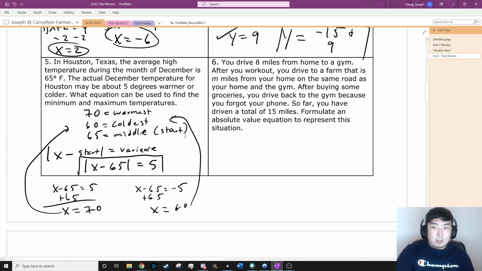Number 6 is really hard, and I want you guys to ask me questions about this if you don't understand this during class. So it's up to you to understand it or not.